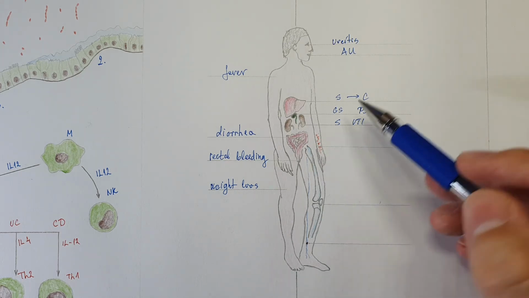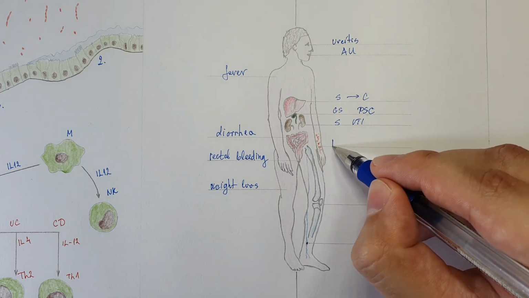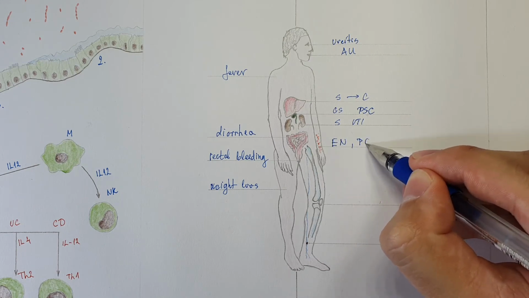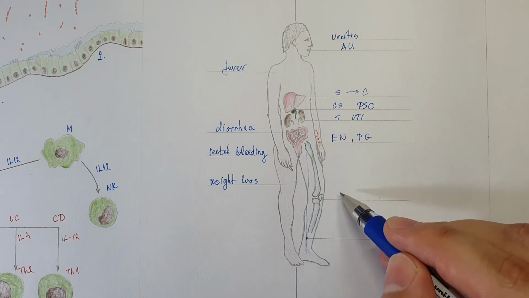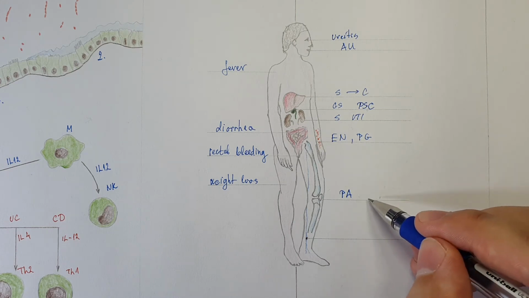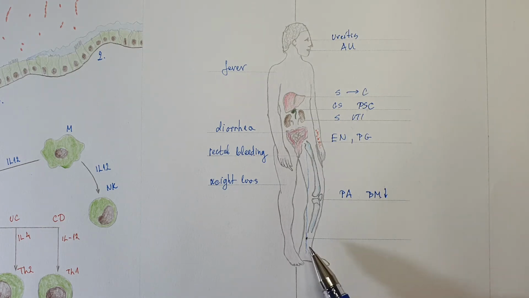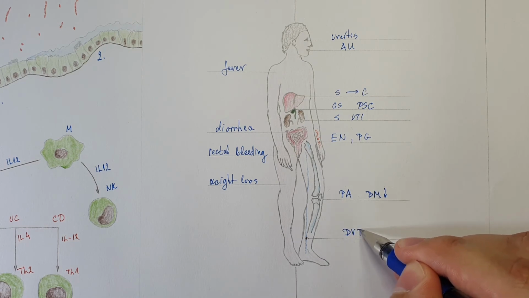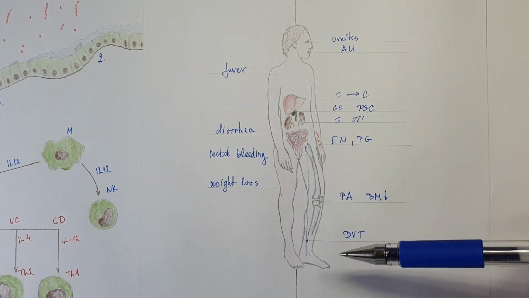There are two conditions of the cutaneous system that are linked with IBDs, and that is erythema nodosum and pyoderma gangrenosum. When it comes to the locomotory system, peripheral arthritis is a condition that is linked with IBD, and also loss of bone mass. Patients with IBD also have a higher risk of developing deep vein thrombosis. So we can really see that this disease can cause many problems.